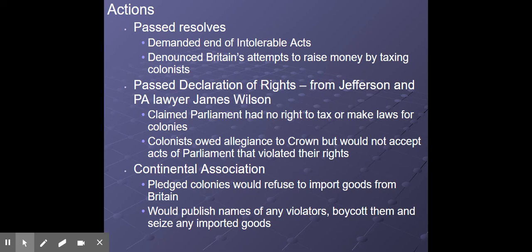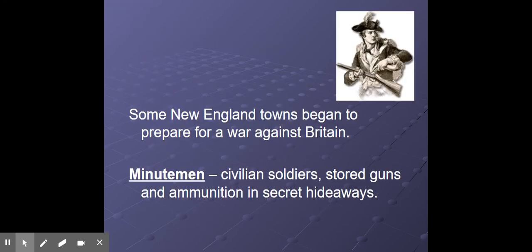Now, as I was saying just a second ago, thanks to the radicals, some people realize this isn't going to work. Britain has not listened to us before. They're not going to start listening to us now. So we need to start preparing ourselves for war. Some towns, especially in New England, begin to prepare for war. That's when we get these Minutemen, these citizen soldiers. They are called Minutemen because they are ready to fight at a moment's notice.